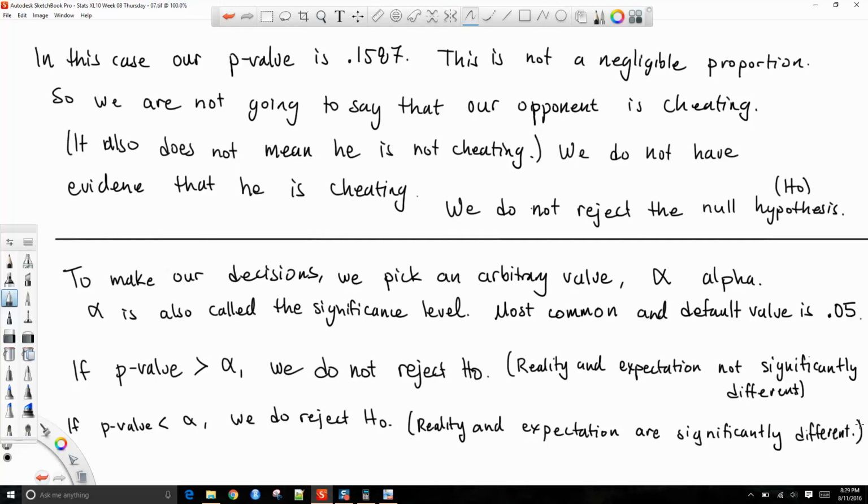Yes, question? Who created that line? Who decided that 5% is the line for saying that's it? I don't know. Well, okay, so actually, there's Ronald Fisher and Gosset. These are historical statisticians, and just over time, this has become the accepted value.